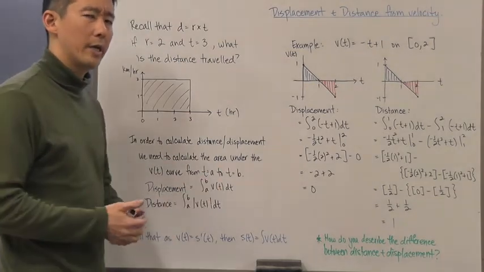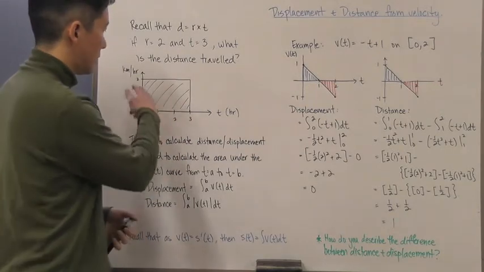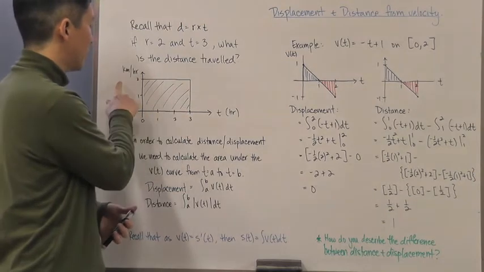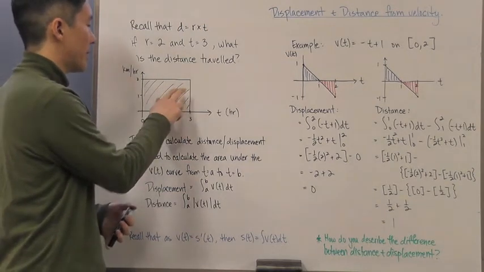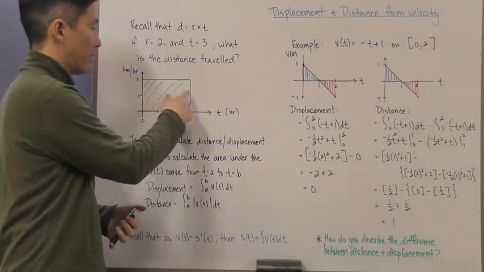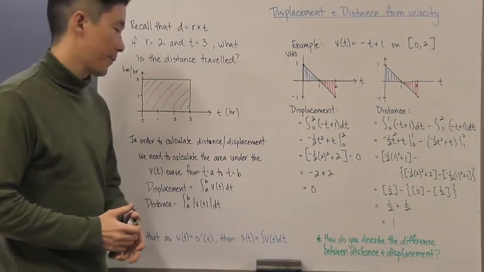Now, if we think about where that 6 is represented visually, well, it's just the area created by the rectangle here, because we know that the rate is a constant rate. We know that the time is from 0 to 3 hours. That creates a rectangle. The area of that rectangle now becomes the distance traveled.